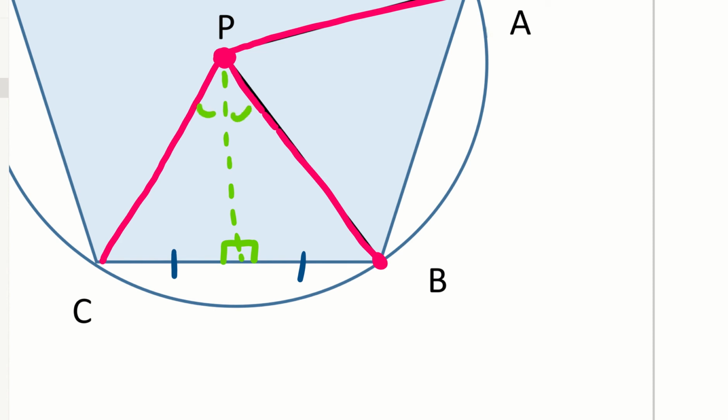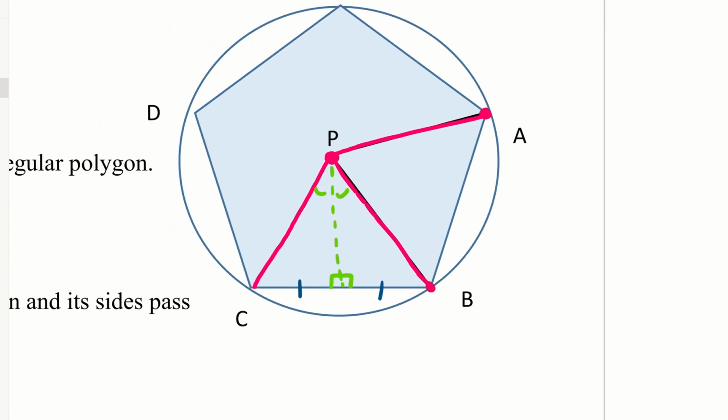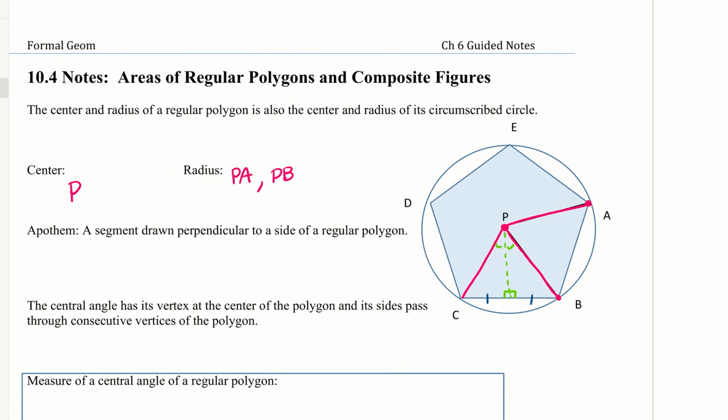This angle, created by two of my radii coming together towards the center, is what we call a central angle. A central angle has its vertex at the center of the polygon, and it passes through consecutive vertices of the polygon. So it's always going to be right in between two vertices. CPB would be an example of a central angle, and also APB would be an example of a central angle.